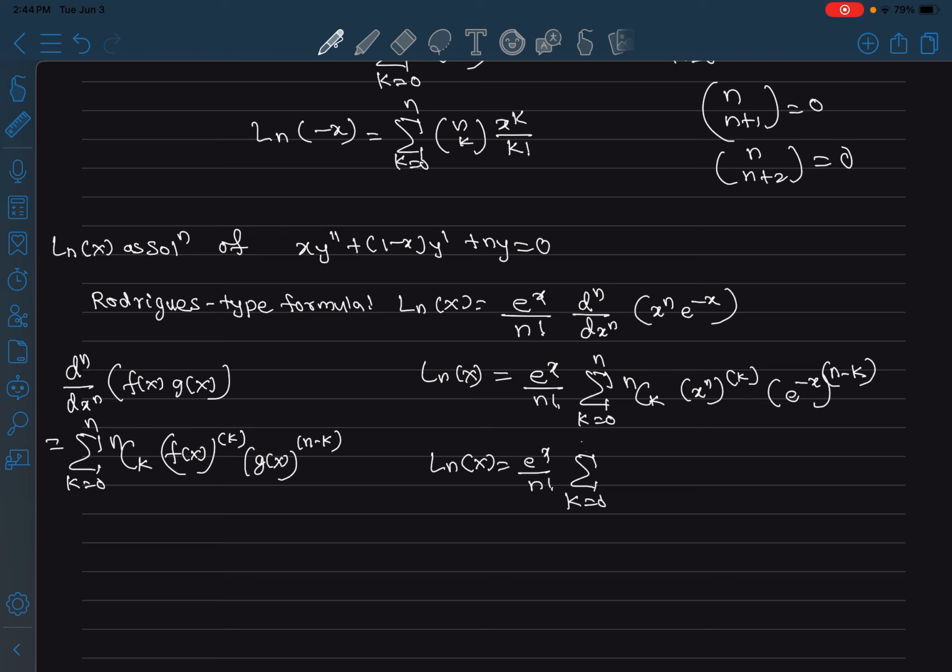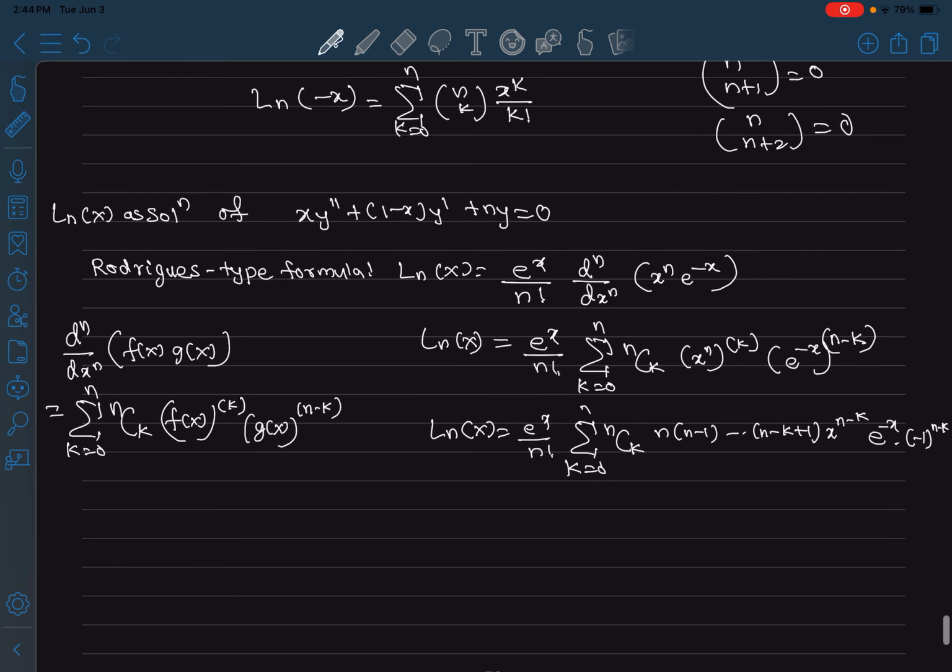Now, if I take the kth derivative of x to the power n, I'm going to get n times n minus 1 up to n minus k plus 1, and then x to the power n minus k. And in the other case, for e to the power minus x, it will be e to the power minus x times minus 1 to the power n minus k. You can observe this pattern by finding, let's say, the second, third and fourth derivatives, and then you will notice this. After this, I'm going to write those in a bit nicer way.